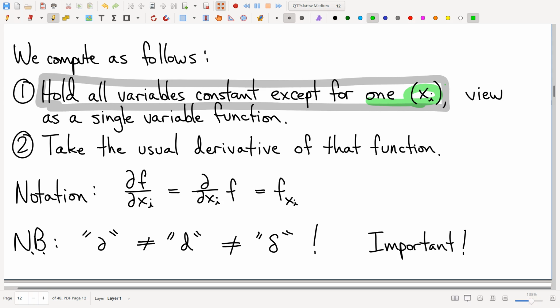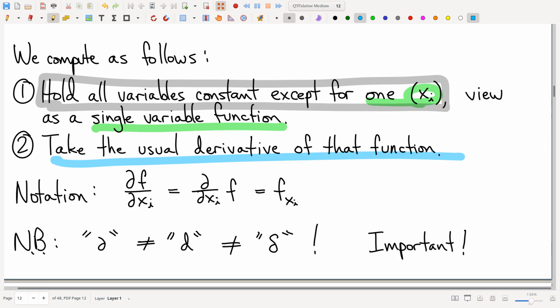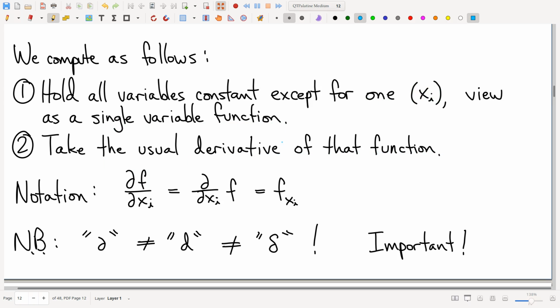this initially multivariable function now, what used to be a bunch of variables is now a bunch of constants, except for one of them. So in fact, we really kind of just have the one variable. Arguably what you have is a single variable function. And you then say, okay, I'm going to take the regular, good old, plain old derivative of that single variable function. So this is called the partial derivative notation.